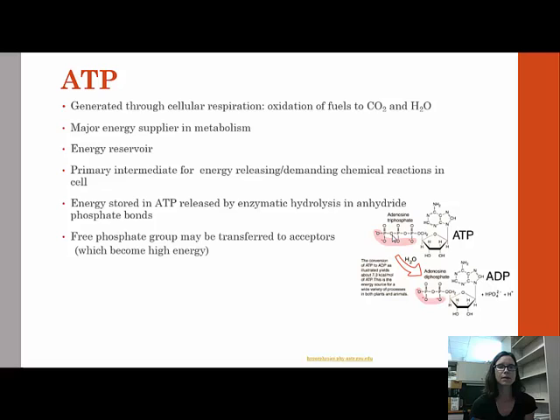So ATP is a primary intermediate for energy releasing and demanding chemical reactions in the cell. Now, when a phosphate group is removed from ATP, we're left with ADP plus an inorganic phosphate. And this phosphate can be added to another substrate or molecule, and then that bond becomes high energy. That's going to be important as we talk in our talks coming up.